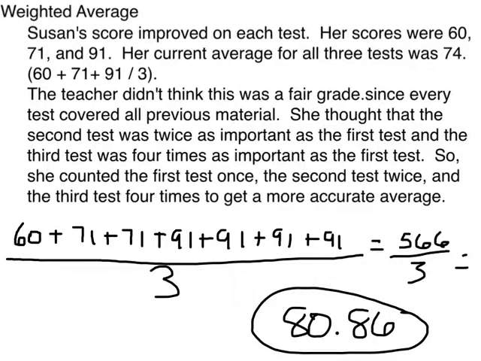So if we put all that together, 60 plus 71, and then 91 times 4, and get a total of that, we got 566. If we divide that by 3, that gives her an average of 80.86. So you see that it really helped her, in her case, quite a bit.